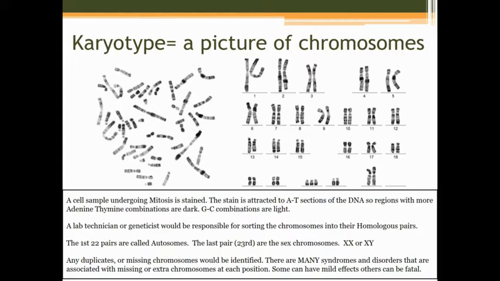And a lab technician or geneticist who takes this picture would be responsible for sorting out, either using a digital picture on a computer or the old school method. They would take a photo and they would cut it apart and they would kind of organize them that way. And they'll sort them by size and with their homologous pair, looking at the banding patterns and the locations of the centromeres. So they're going to be trying to match each one of these up with their homologous pair.